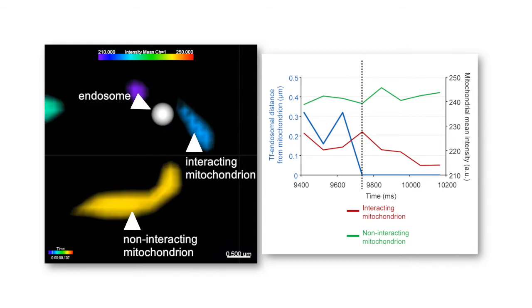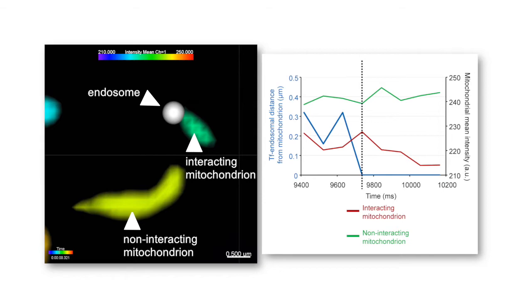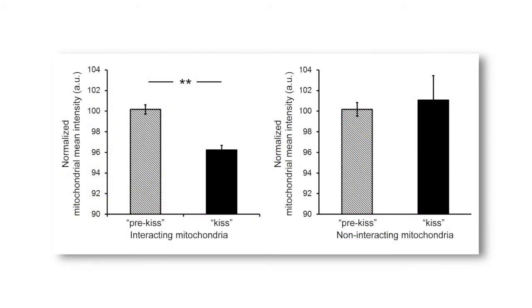So in the same image we could track an endosome that interacts with the mitochondria and at the same time have multiple mitochondria that didn't interact. And then just follow the intensity of those mitochondria and see the quenching. And at least in the cases that we've tested, we could see a decrease in the intensity of the interacting mitochondria, but not of the non-interacting mitochondria.